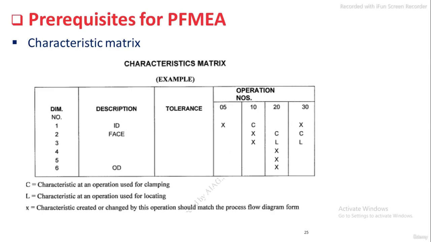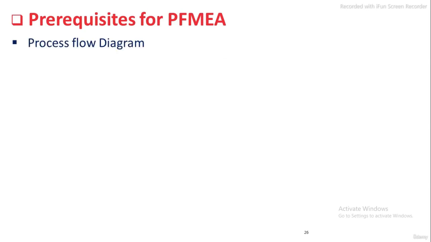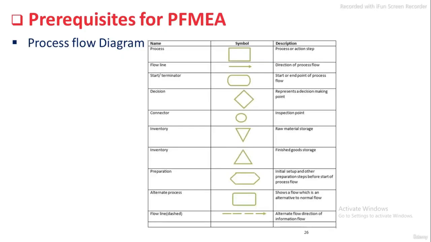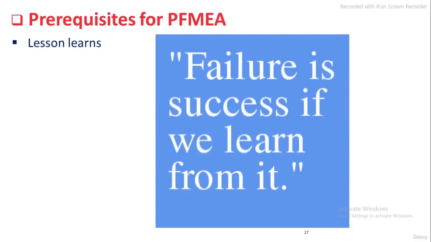Process flow diagram. Usually people who work in the manufacturing industry may be aware of this. It helps us follow the process steps to analyze the process, meaning bringing the same stages of the process into the FMEA and control plan to make a linkage between them. And the next is lessons learned.